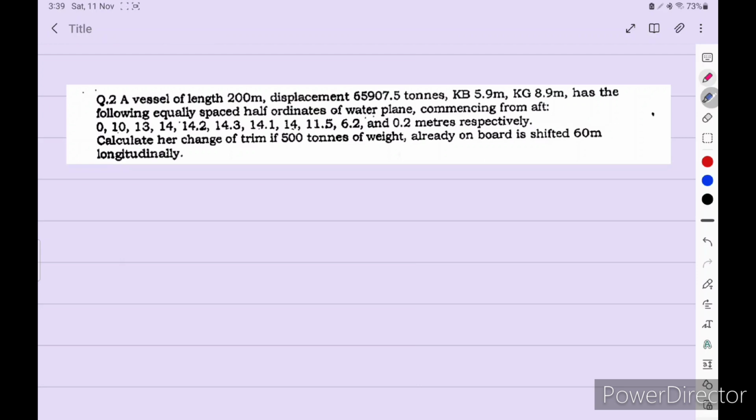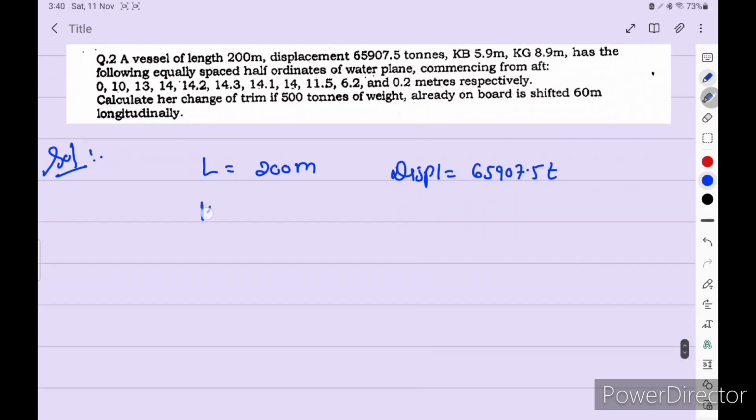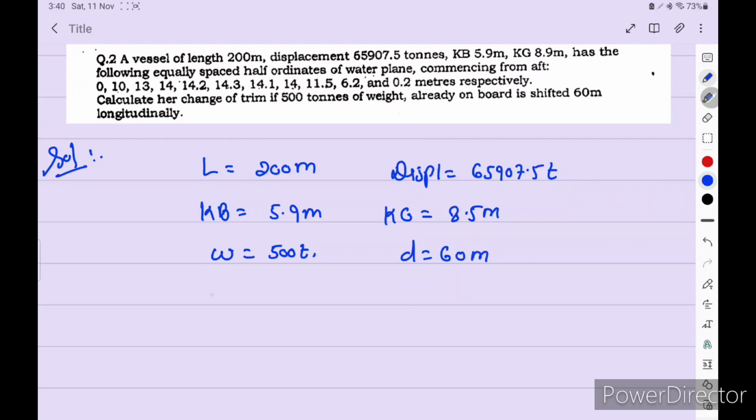Okay, so let's see. First I will give you a hint how we have to approach this question. Length is given already 200 meter in the question, and displacement is given 65907.5 ton. KB is given in the question 5.9 meter, KG is given in the question 8.5 meter. Small w is 500 ton, d is 60 meter longitudinally.